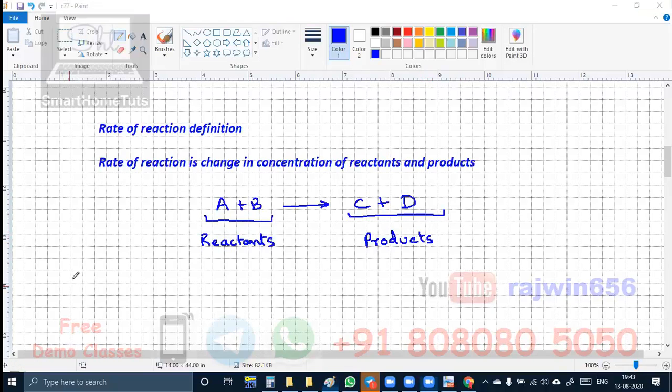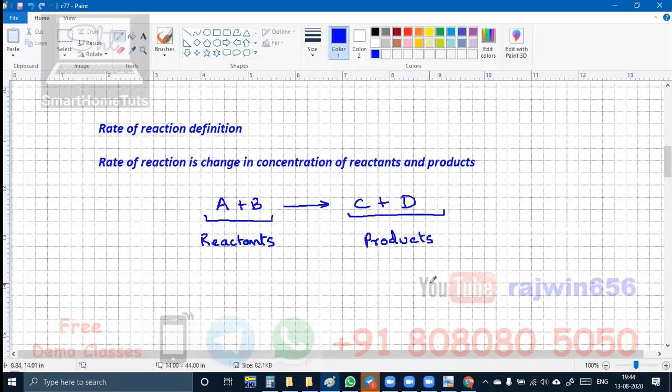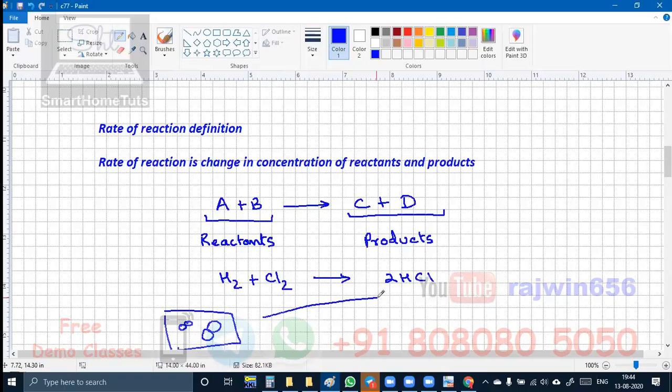Now, as any reaction is proceeding, let us take a simple example, H2 plus Cl2 giving us 2 HCl. Very simple example I have taken. When the reaction is starting, when you are going to mix hydrogen and chlorine, at that time there will be some molecules of hydrogen and some molecules of chlorine. As the reaction is happening in the forward direction, what will happen to the number of molecules of hydrogen and chlorine?